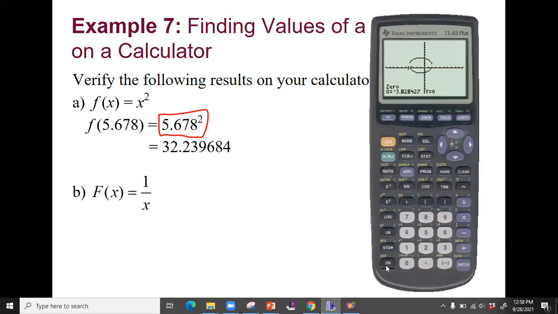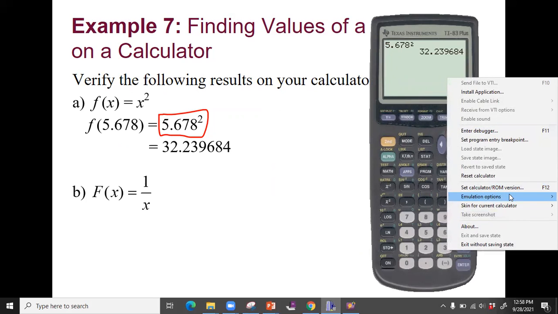Oh my gosh, here you go. In case you don't know how to plug into the calculator, 5, 6, 7, 8, and I'm going to square. Oh my God, that is mind blown, right? Total mind blown. Okay.